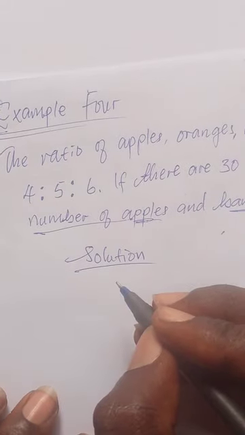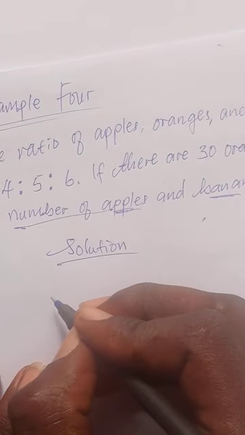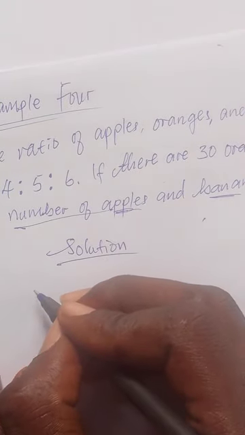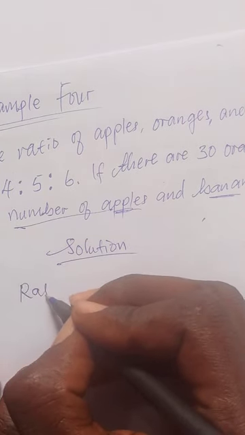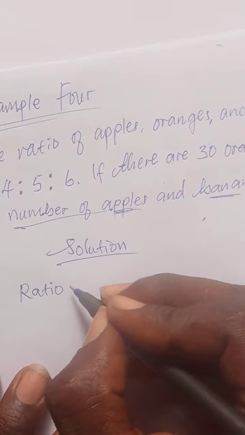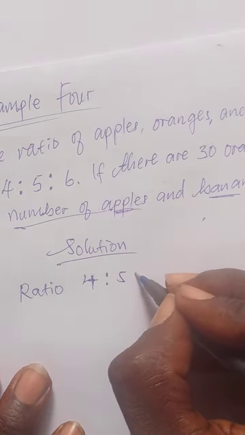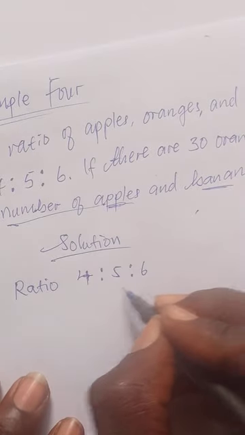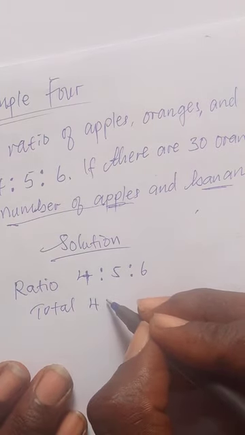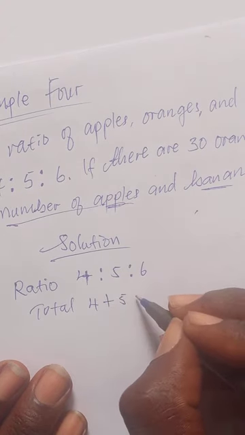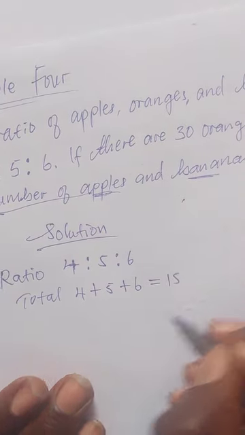Now, what I want you to do in the first place is that you first of all have to bring the ratios. The ratio is 4 to 5 to 6. Can we find the total ratio? Let's say total. The total is 4 plus 5 plus 6, which should give us 15, I guess.